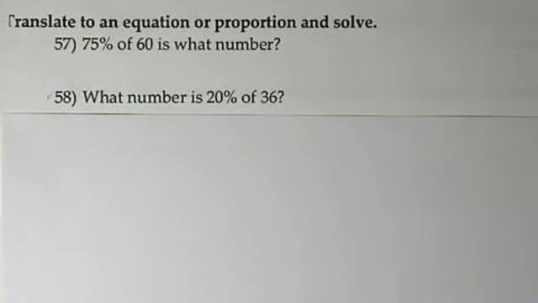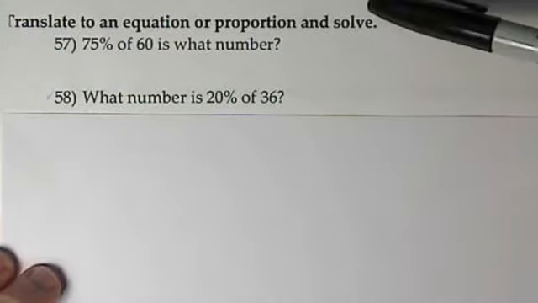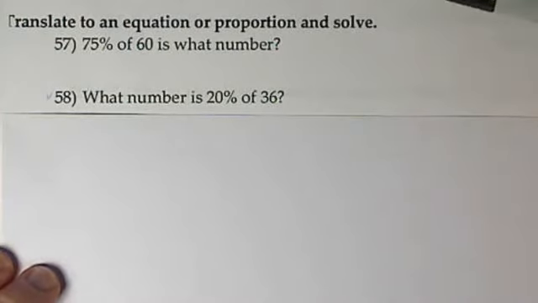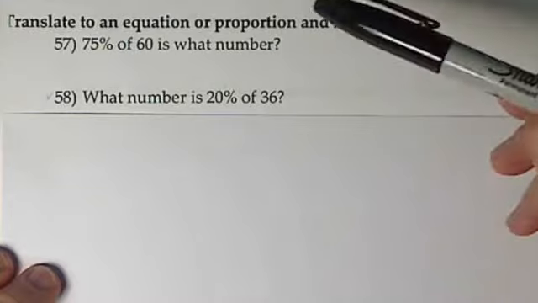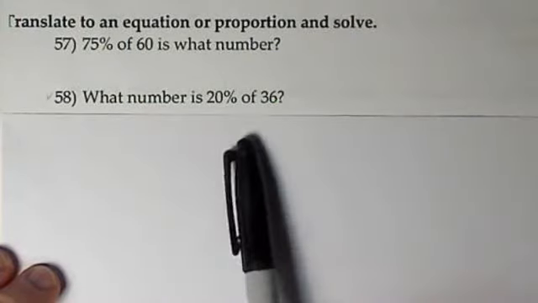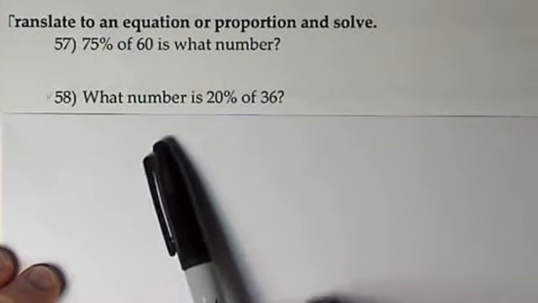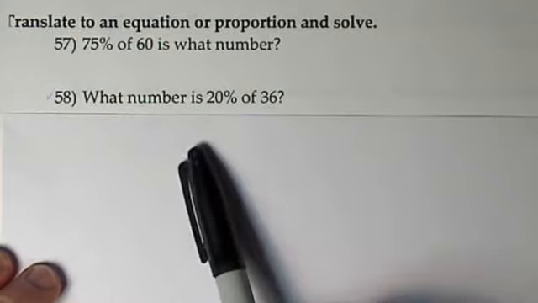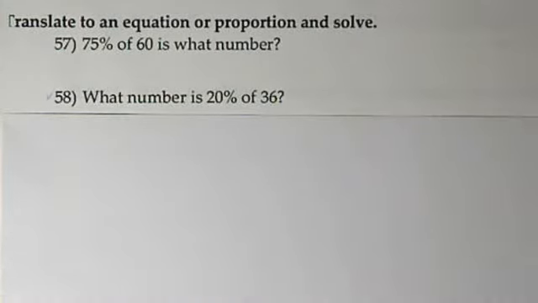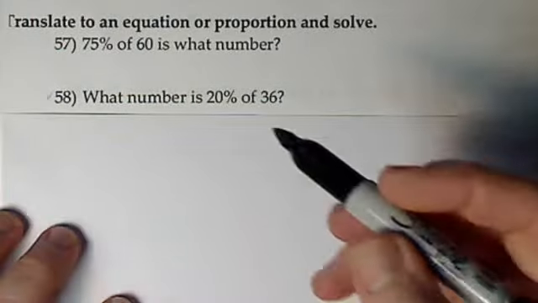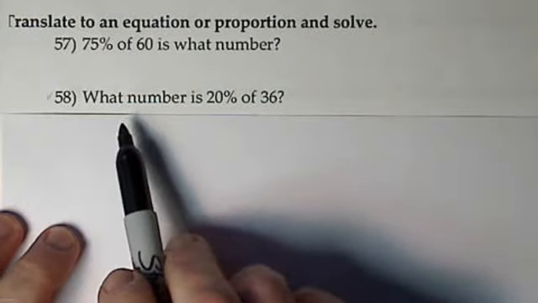Okay, for number 58, they've said we can translate to an equation or a proportion and then solve it. I'll translate to an equation. That tends to be the method I prefer, and I'll also solve it by writing it as a proportion. So you'll see both methods. Okay. First, direct translation into an equation.